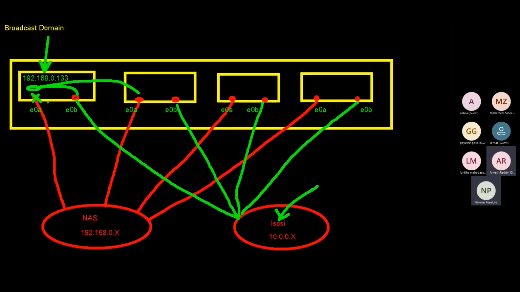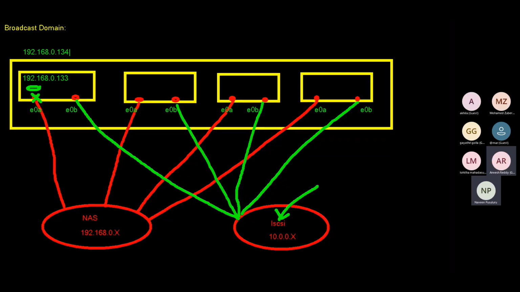But the thing here is my E0A ports are connected to a different network, and my E0Bs are connected to a different network. You can configure multiple IPs, multiple LIFs on top of a single physical port. There is no problem in that. But the IP addresses should belong to the same network. I have configured an IP address 192.168.0.133 here, which belongs to this network only. That's fine. I can configure another LIF with the same network IP range, 192.168.0.134. Yes, I can do that.